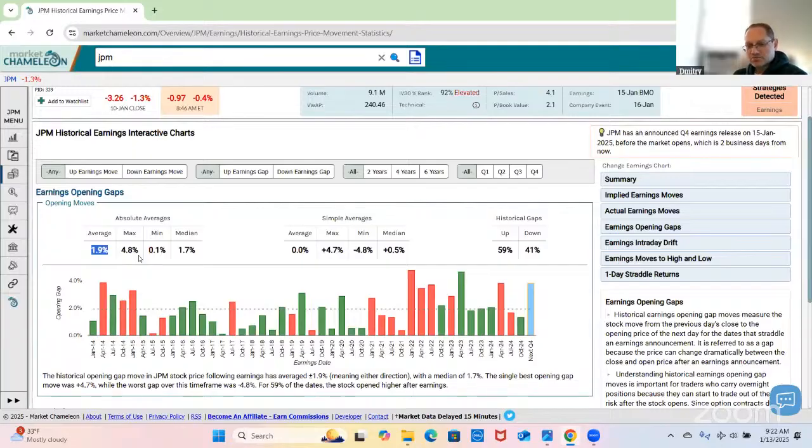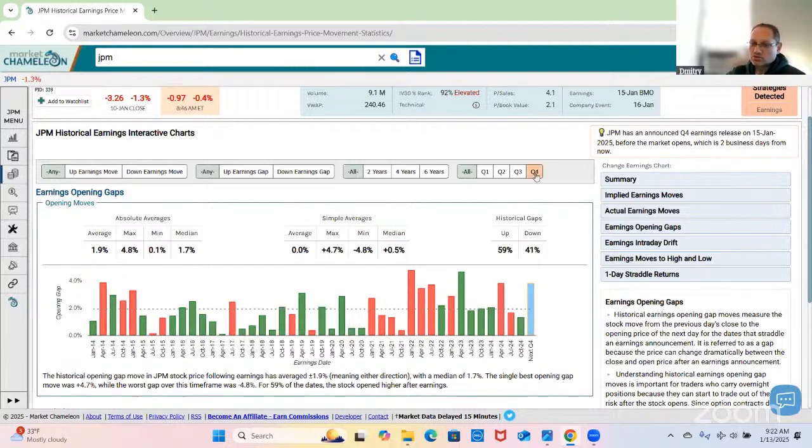So the gap move on average was 1.9%, with the biggest move 4.8%, lows almost unchanged, and median move 1.7%. If we look at simple averages, averaging out pluses and minuses, it was 0, with the best move 4.7%, worst move 4.8%, median move 0.5%, and 59% of the moves gapped higher, 41% gapped lower.